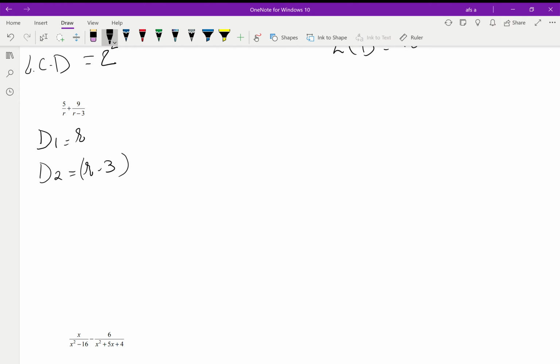They're two completely different terms, or one term and a binomial, so they are prime. They don't have anything in common. Sometimes people do get confused by thinking there's an r in the top one and an r in the bottom one. However, the first one is a simple r, and the second one is r minus 3, so it's completely different.